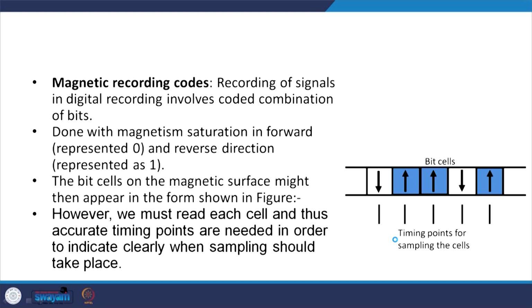This way it is read. Recording of signals in digital recording involves coded combinations of bits, and it is done with magnetism saturation in the forward direction represented by 0 and in the reverse direction represented by 1. The bit cell on a magnetic surface might appear as you can see over here. However, we must read each cell, and thus accurate timing points are needed to indicate clearly when the sampling should take place. So, for reading each cell we need the exact timing for carrying out the sampling.